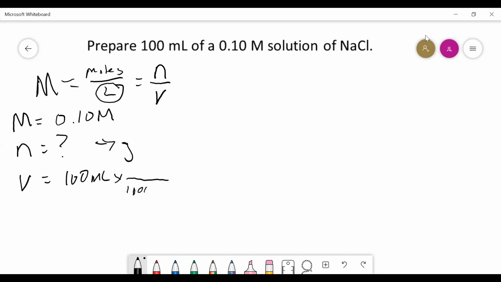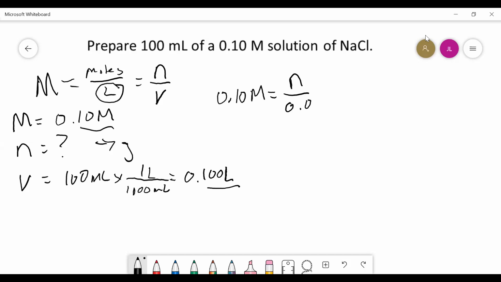We have 1,000 milliliters per liter, which gives me 0.100 liters. So now we can calculate n because we have our volume in liters and we have our molarity. In this case, we have 0.10 molar equals n over 0.100 liters. Multiply both sides by 0.1, and we end up with n equaling 0.010 moles.